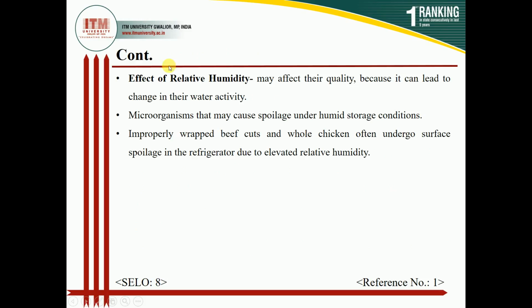Next is the effect of relative humidity. Humidity means the water molecules that are present in the environment. So the microorganisms can take those water molecules and can spoil the food. So it may affect the quality of the food.